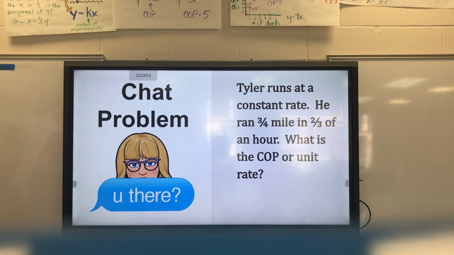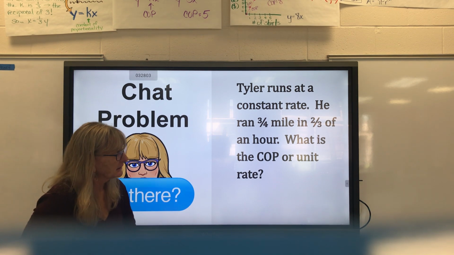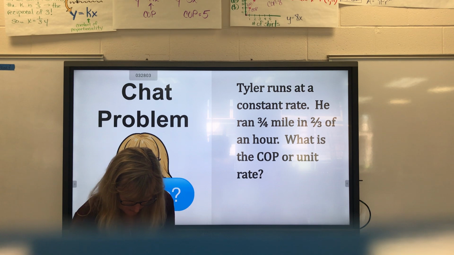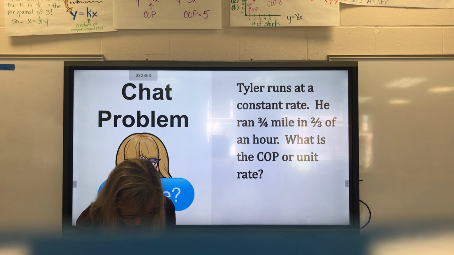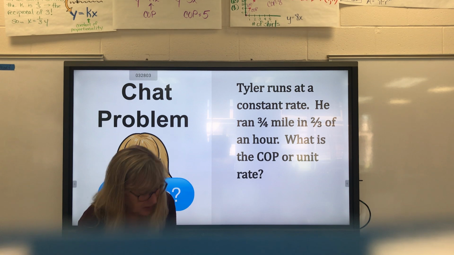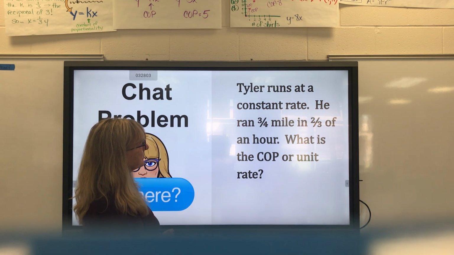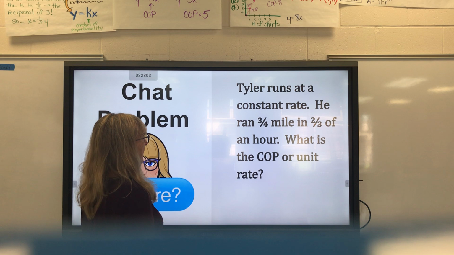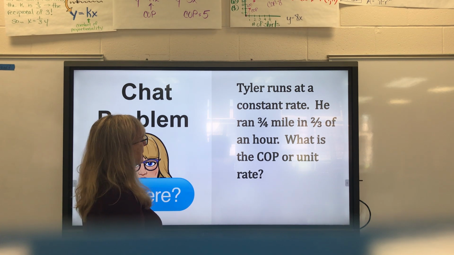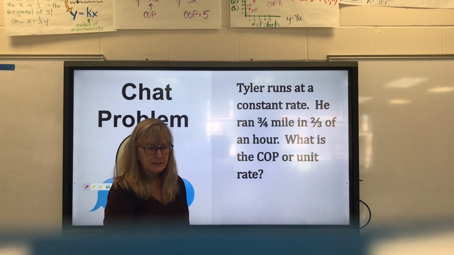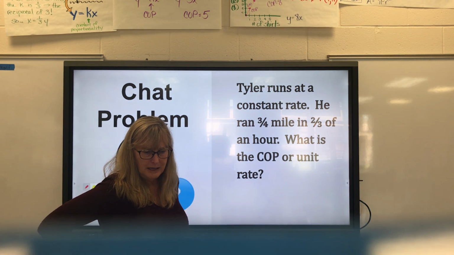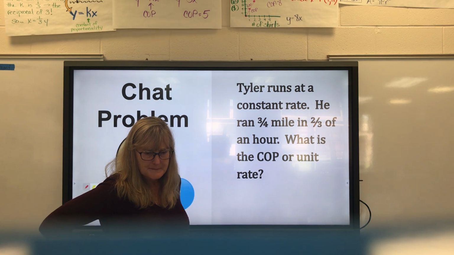So Tyler runs at a constant speed, a constant rate. And he ran 3/4 of a mile in 2/3 of an hour. What is the COP, or the unit rate? Give me a strategy. How would we figure out the unit rate or the COP?